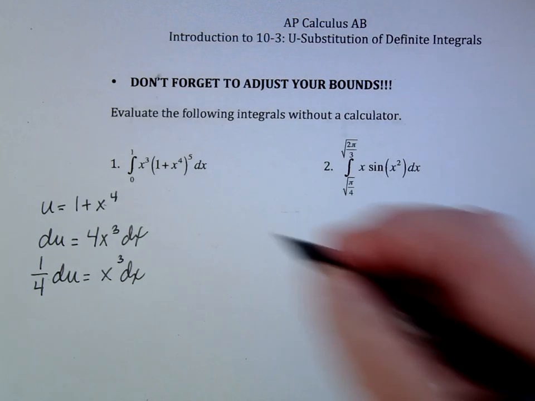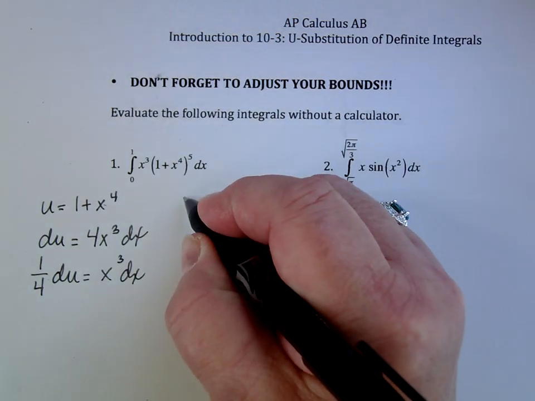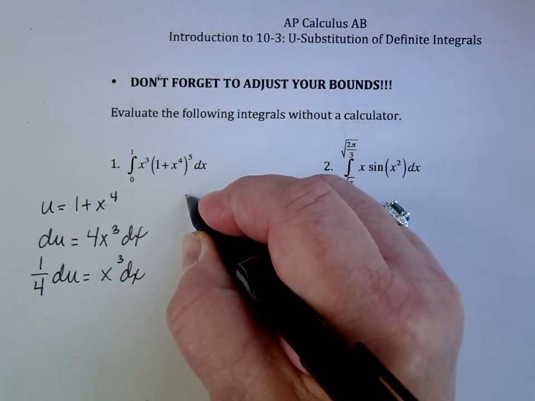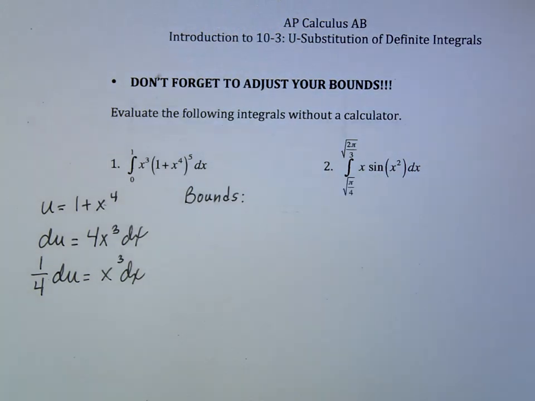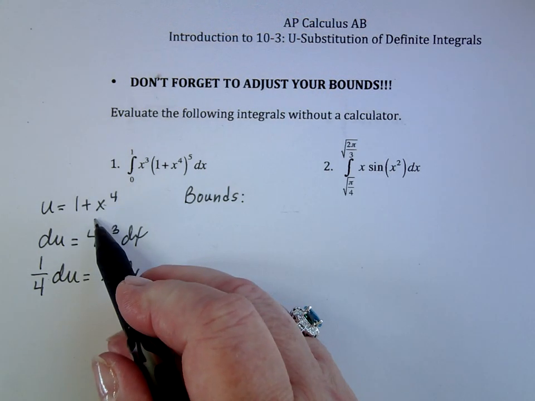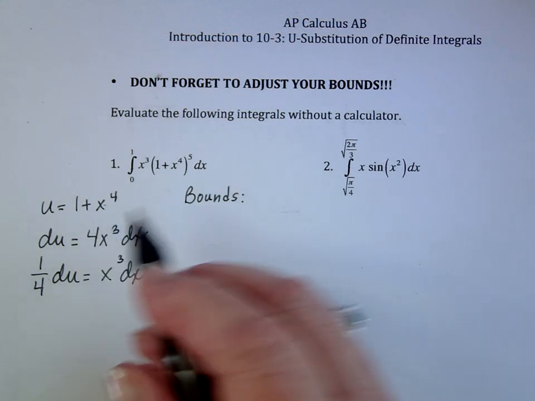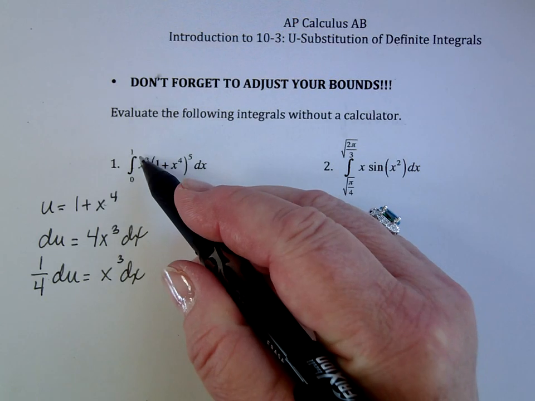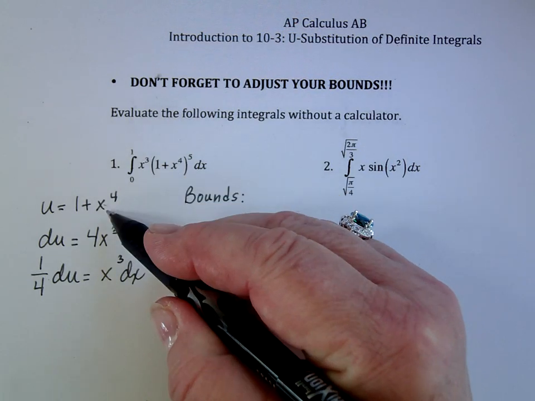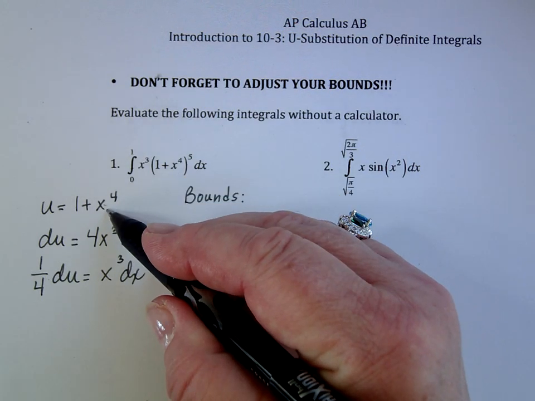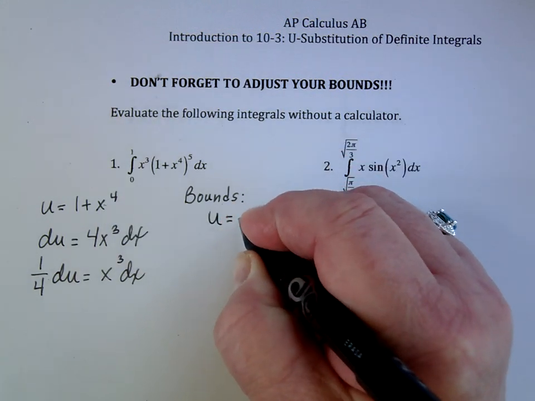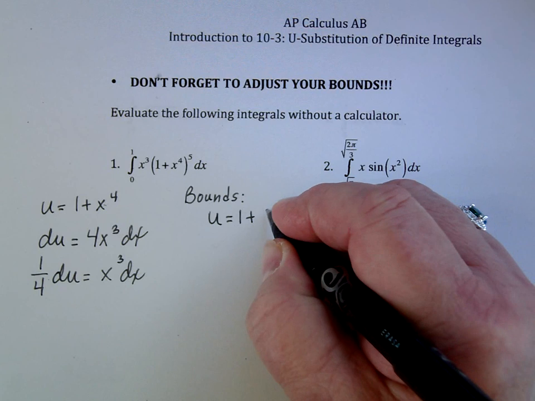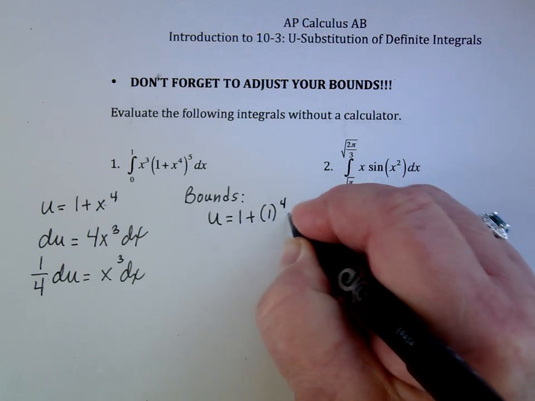Alright, then I'm going to look at the bounds before I put my substitution together, and you can do these pretty much in any order you want. You could do the bounds first if you'd like, but I usually do them as a second thing. My bounds have to change, and it bases off of what this says right here. I know that u is 1 plus x to the fourth, so I'm going to take my upper bound of 1, and that 1 goes in here for the x, and I want to figure out what the new upper bound is going to be. So u equals 1 plus my upper bound to the 4th power.